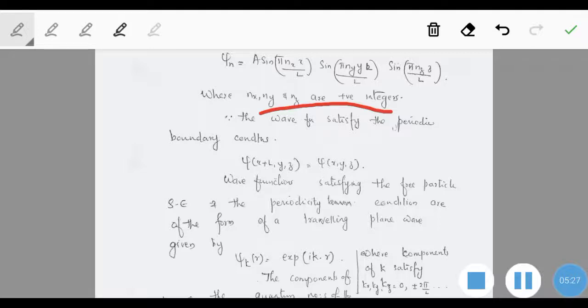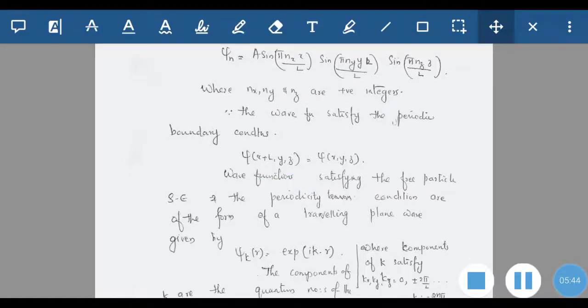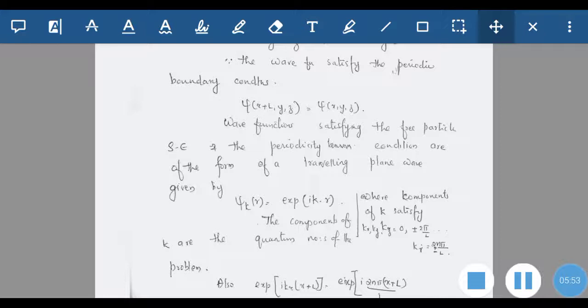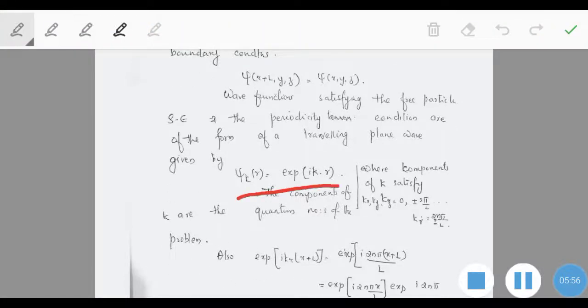The boundary condition satisfied by the wave function is psi of x plus L, y, z is equal to psi of x, y, z. Similarly, psi of x, y plus L, z will be equal to psi of x, y, z, etc. So the wave functions satisfying the free particle Schrodinger equation and the periodic conditions are of the form of a traveling plane wave, and as a simple representation we can express it as psi k of r is equal to exponential i k dot r, where the components of k satisfy the condition that kx, ky, kz is equal to 0, plus or minus 2 pi by L, etc.